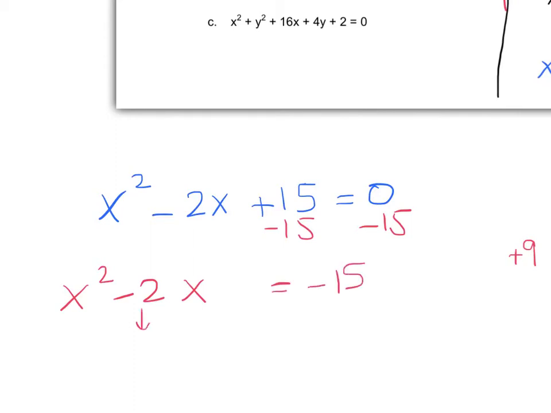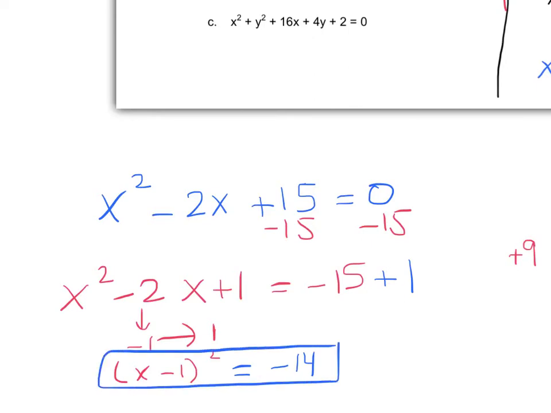You divide this, so you get x minus 1 squared, you divide it by 2. Then you have to square it, so you know that you have to add a 1 over here and add a 1 over here. So negative 15 plus 1 is a negative 14, and this would be your final answer. Now I hope this was helpful.